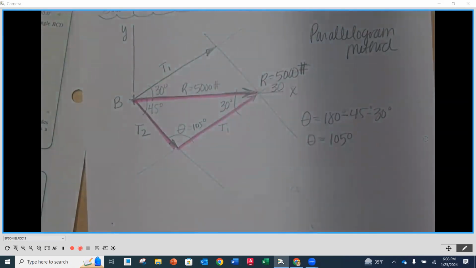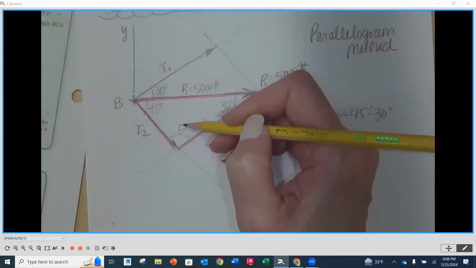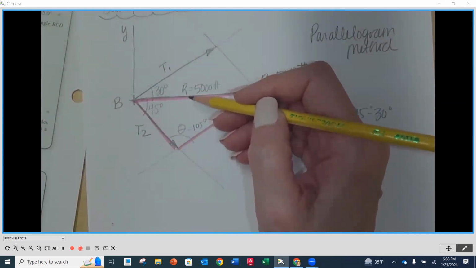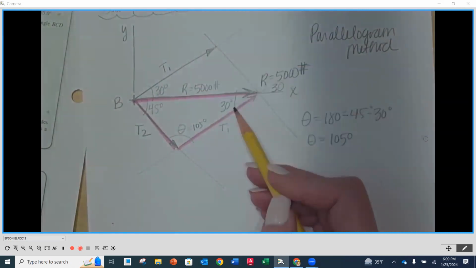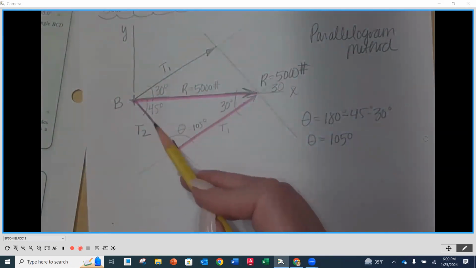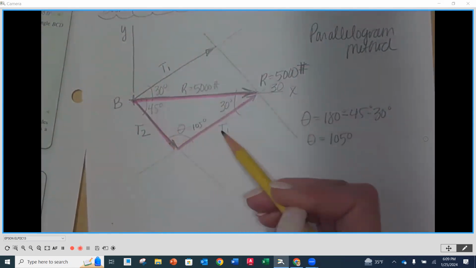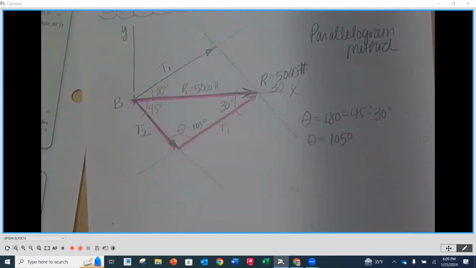But we need to find T1 and T2. So what would be an approach, a method? We could use the law of sines here, right? Because we could take 105 and 5,000. Those would be a pair. Those are both known, right? I mean the sine of 105. And then we have the sine of 30 and T2. And then T2 would be our only unknown in that pair. And then we could do the same thing with 45 and T1, where T1 would be the unknown there. Absolutely. So let's go ahead and do that.